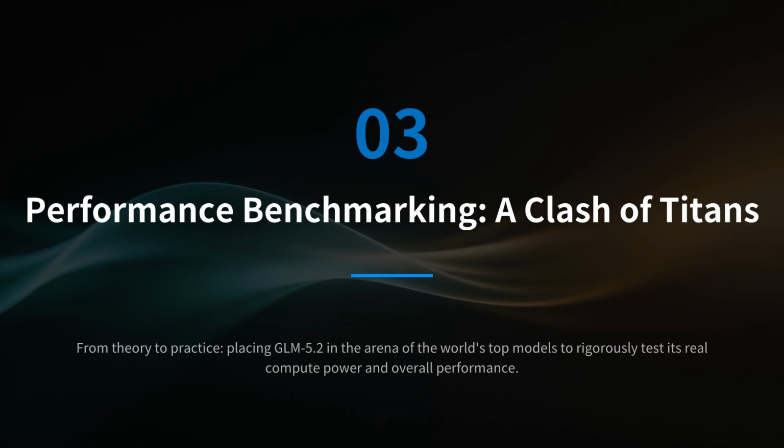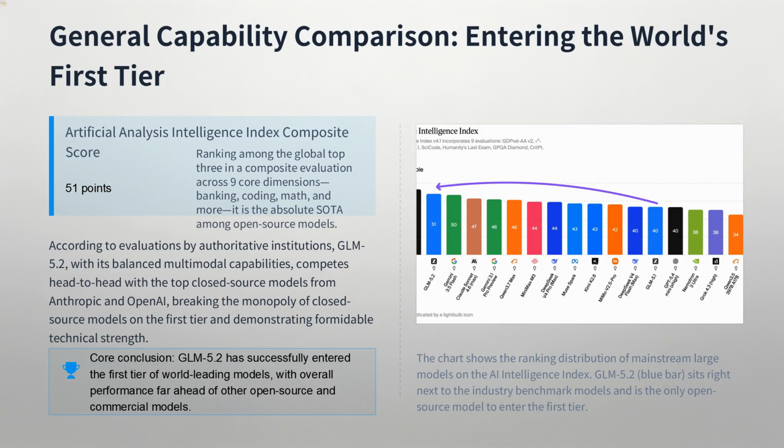Theory done, now to practice. In Chapter 3, we put GLM-5.2 in the arena for a summit showdown against the world's top models to see its real combat strength. First, general capability. On the authoritative AI Analysis Intelligence Index leaderboard, GLM-5.2 scores 51 points, right behind Claude and GPT, ranking 3rd globally. This means that in overall strength, it has successfully entered the first tier of world top models and is the absolute king among open-source models.